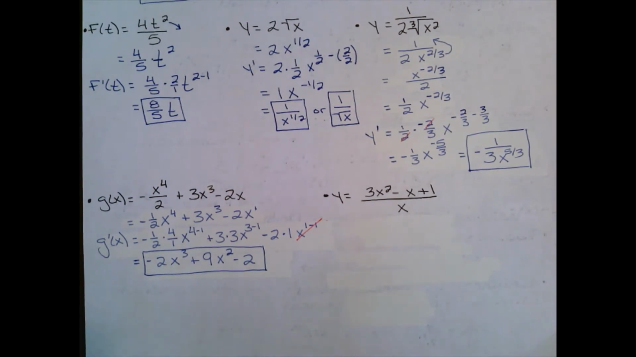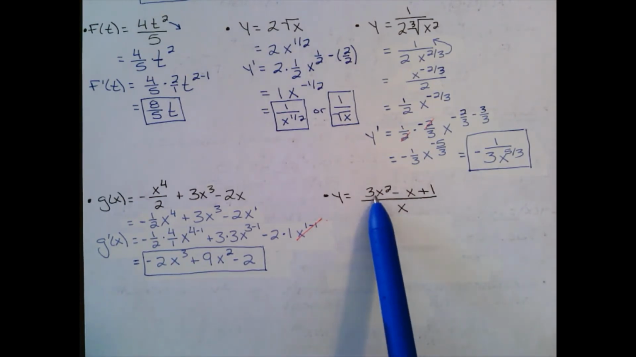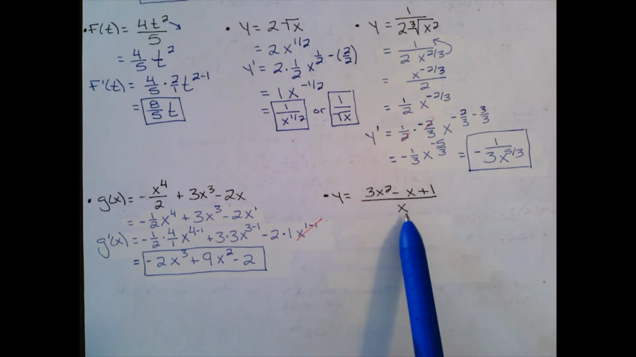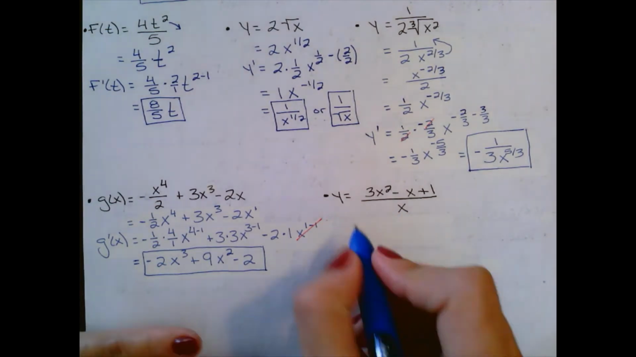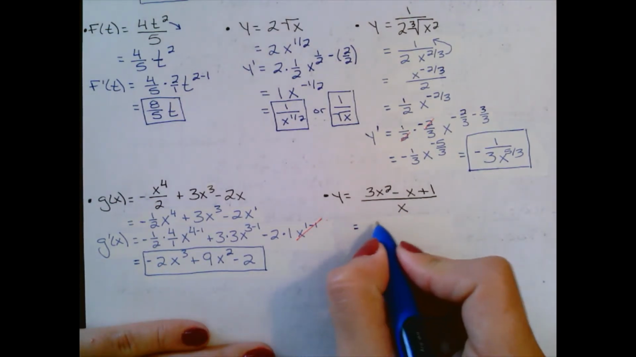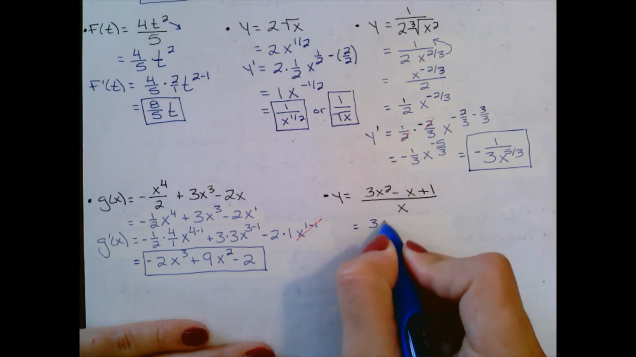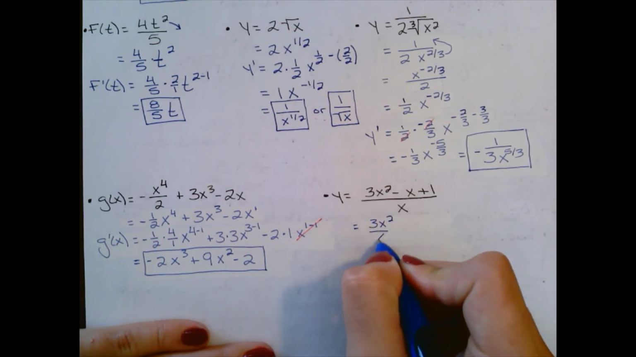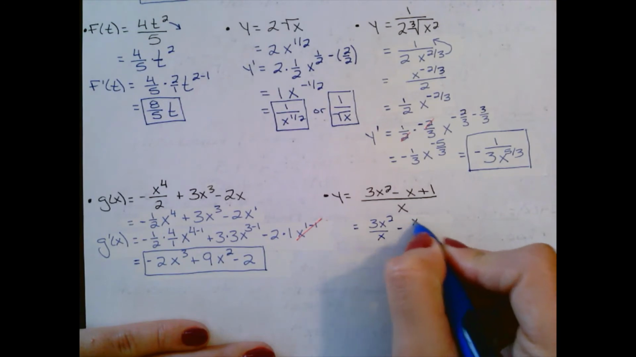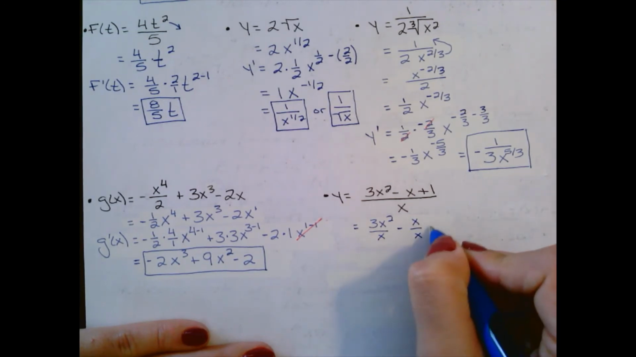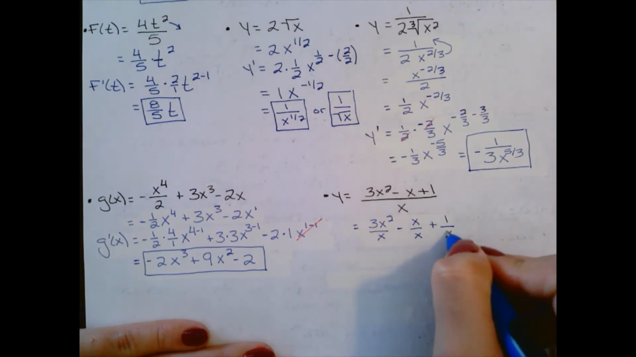All right, let's take a look at this last one. Okay? You haven't learned rules for division yet. But remember that when you're dividing, each one of these terms get divided by this x. So I can rewrite this as 3x squared over x minus x divided by x plus 1 over x.